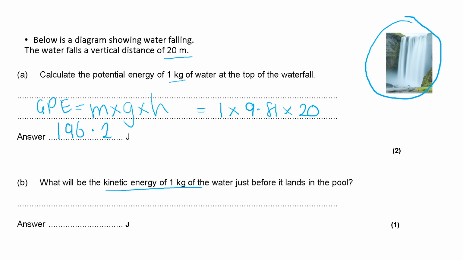So we don't really need to do a calculation here. It's just for us to appreciate that energy is not created or destroyed. It's just transferred from one energy store to another. So the gravitational potential energy store is all transferred into the kinetic energy store just before the water hits the bottom there. And that's why it's only 1 mark. You're not actually calculating anything, you're just recalling conservation of energy.